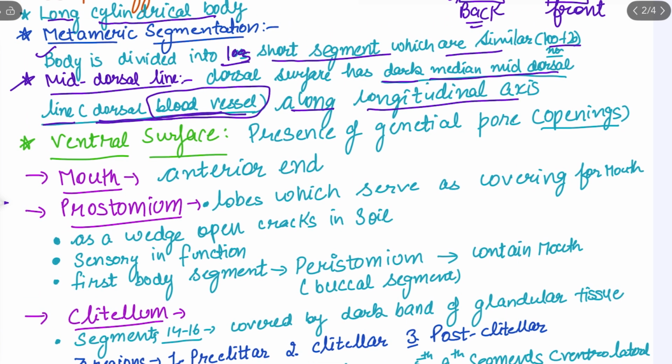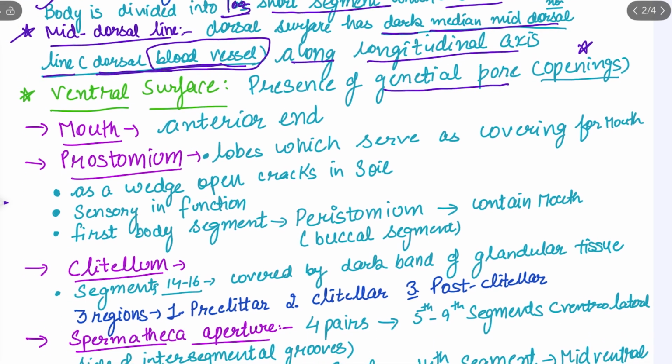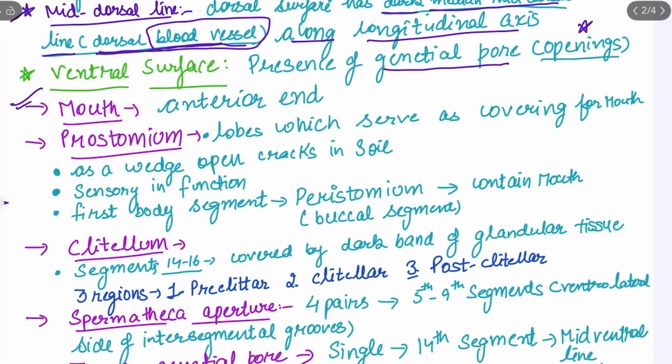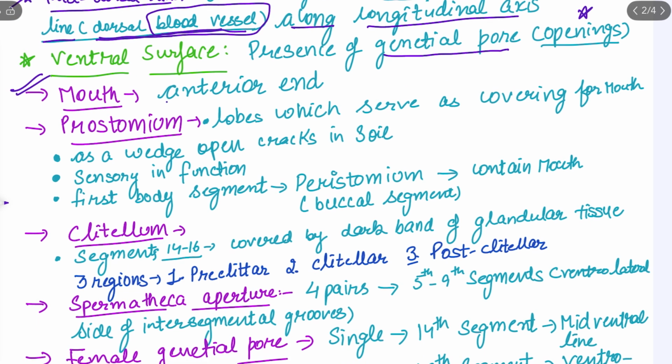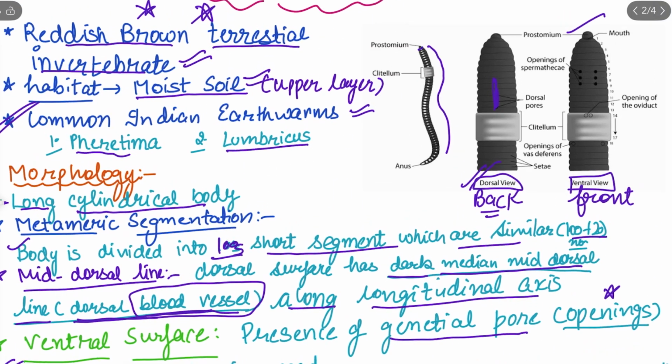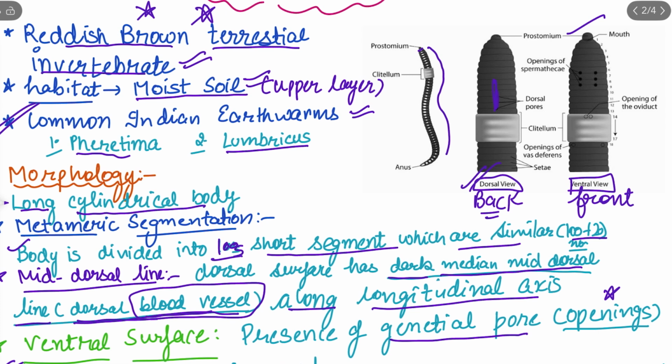In this, genital pores are present as openings. For example, first is the mouth, which is present at the anterior end. This is the ventral view, right? This is the anterior end, this is posterior. At the anterior end, the mouth is present.